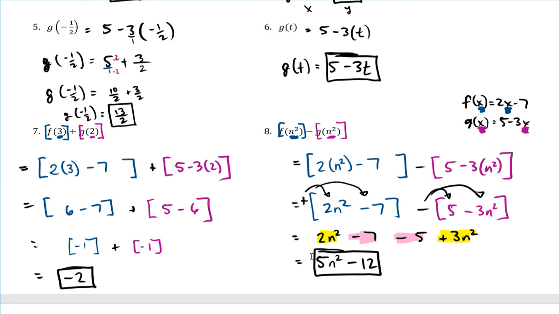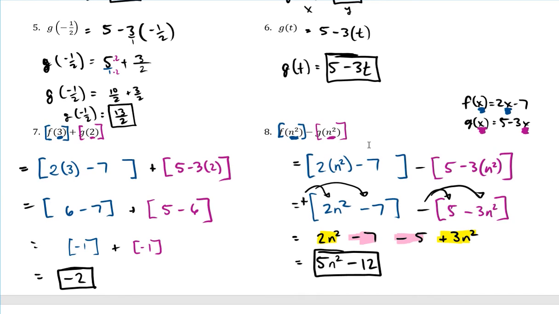Okay, so this is doing evaluations. So most of the time it is with numbers. But if it is with letters, don't freak out. It's done the same exact way, the same exact steps. So we just have to maybe simplify a little bit differently at the end. But other than that, it is all the same.